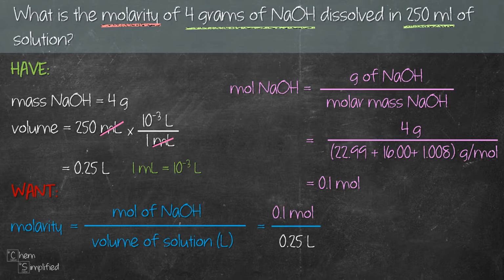Now that we found the mole, let's plug in the values in the molarity formula, and that gives us 0.1 mole, which is the mole that we just calculated, divided by 0.25 liter, which is the volume of the solution, and that comes out to be 0.4 molar. With that, we found what the question asked for, which is 0.4 molar for the molarity.